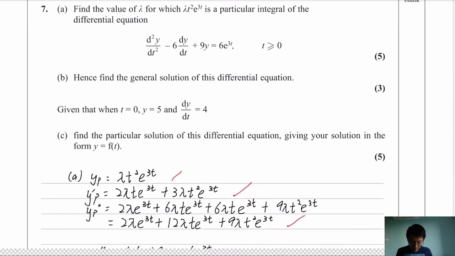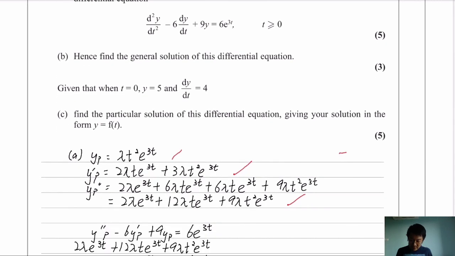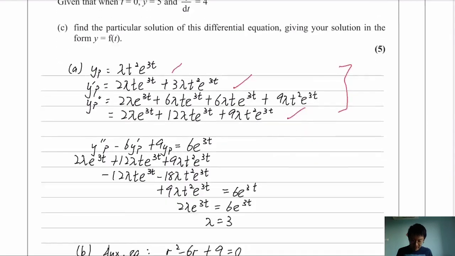Later we substitute this into the equation, because this is the equation given earlier on. So substitute all of them nicely. When we add up these three, we will have the right-hand side given as the equation. So solve for lambda in that case. The lambda is 3. So that will be the first part, to solve for lambda for our particular integral.